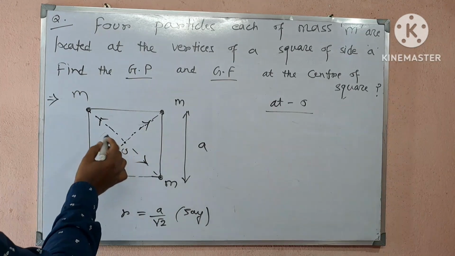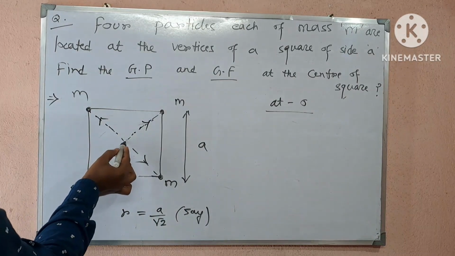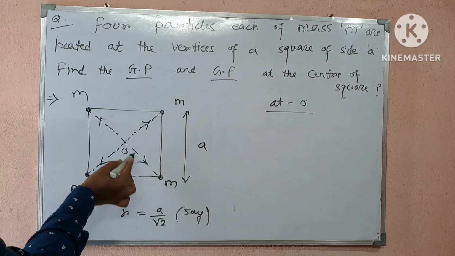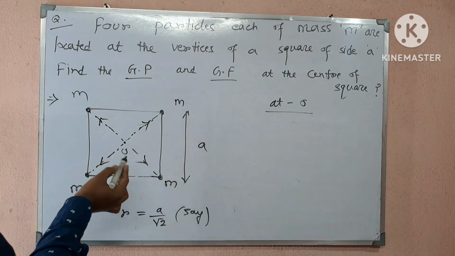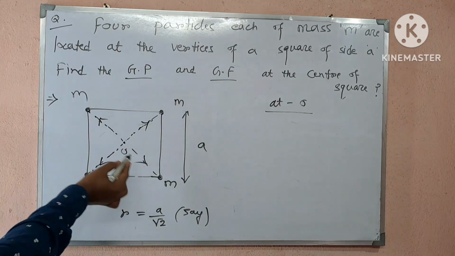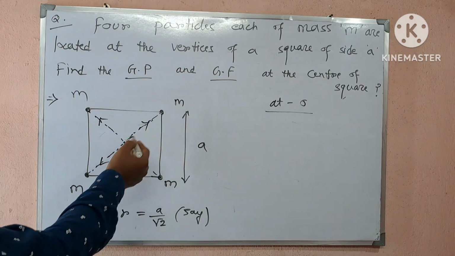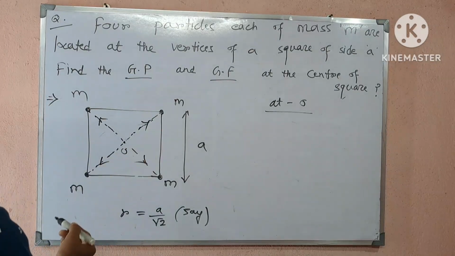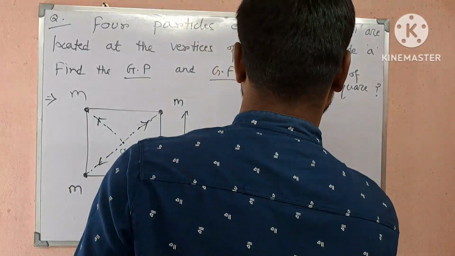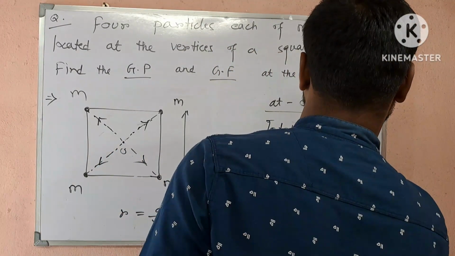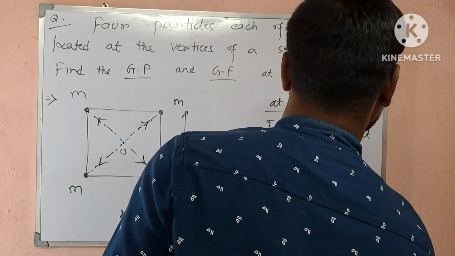So just see here carefully, since gravitational field is a vector, all these vectors are equal in magnitude. If you consider these two vectors, they are equal in magnitude because their magnitude is GM by r square, but their direction is opposite to each other. So they will mutually cancel each other. Similarly, these two vectors are also equal in magnitude but opposite in direction, so they will cancel out each other. And the total gravitational field at O is 0.